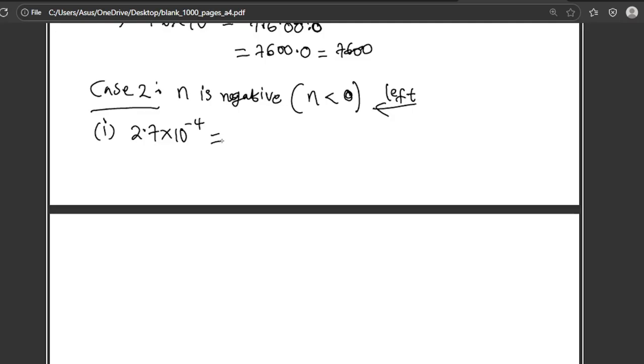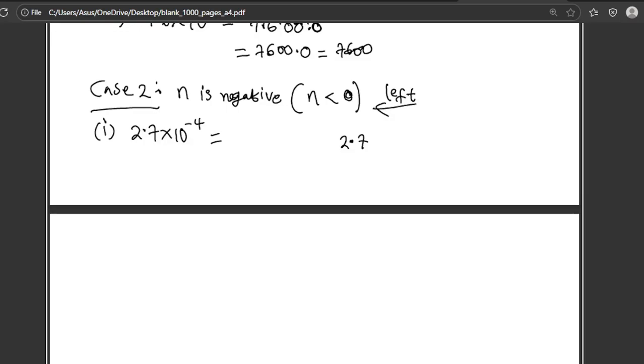And we write this also 2.7. Write 2.7, right? This decimal point is going to the left. How many times? Depending on the power of 10. The power of 10 is minus 4, right? That does not mean we're moving the decimal point minus 4 times. You move the decimal point 4 times. But the negative sign is telling us that it is left. If it's plus 4, it's to the right.